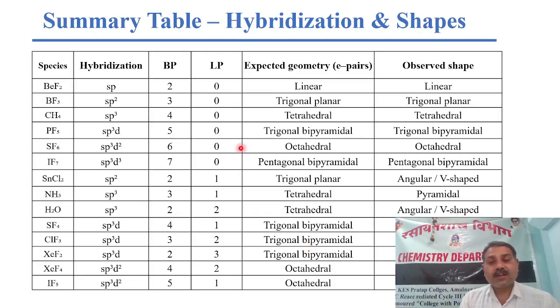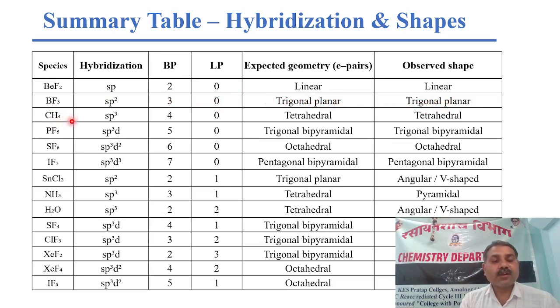Then we will see the summary table having different hybridizations and different shapes. We will see them one by one. The BeF2 molecule has sp hybridization, with 2 bond pairs and 0 lone pairs. So the expected geometry is linear and the observed shape is also linear. Another example is BF3 having sp2 hybridization, with 3 bond pairs involved. So the expected geometry is trigonal planar, and the actual geometry is also trigonal planar because there is no lone pair of electrons.